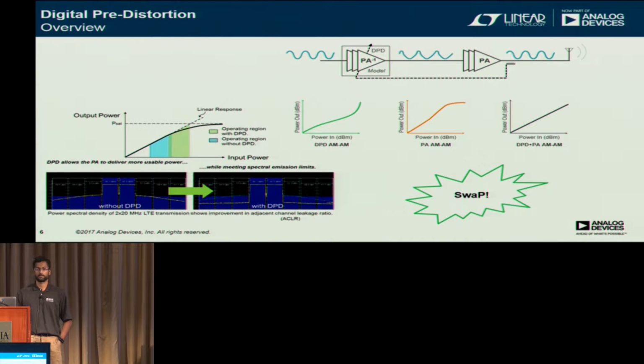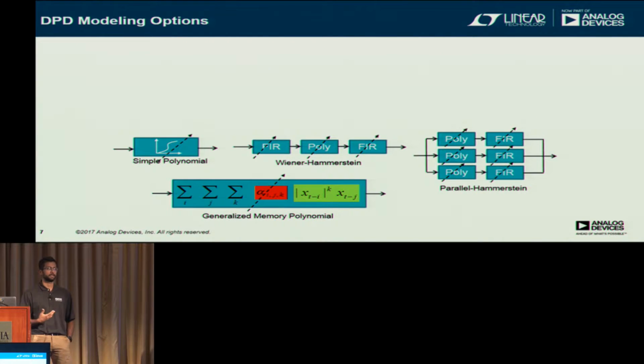We'll talk about some of the trade-offs that are involved in DPD in a bit. But first, you must understand what your different options are. You can go about modeling your PA as a simple polynomial. You can create a Wiener-Hammerstein or a GMP, generalized memory polynomial, type of modeling solution, and you can start modeling your PA and create the inverse of it.